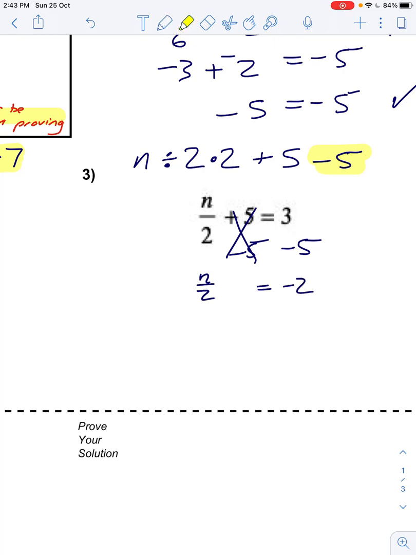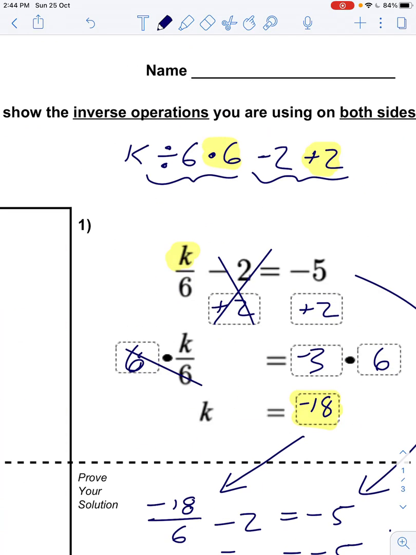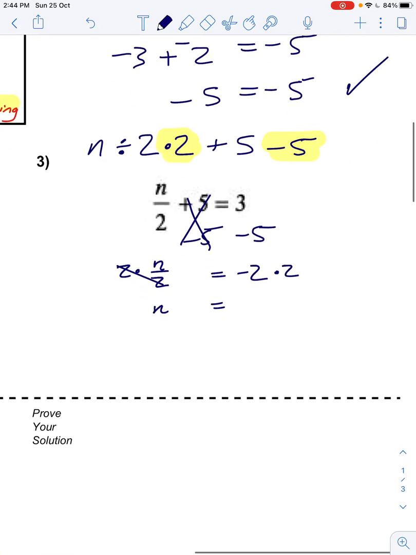Then I'm going to go into my second inverse operation, which is multiplying by 2. So I'm going to multiply the left side by 2, multiply the right side by 2. So multiplying by 2 and dividing by 2 cancel each other out, and I'm just left with n equals, and in this problem, negative 2 times 2 is negative 4. So n equals negative 4 is the answer.